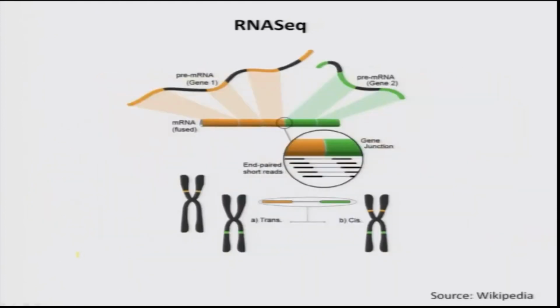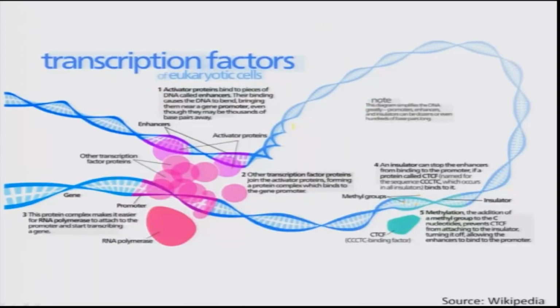I gave you the example of a chimeric gene. When there is a translocation, it could so happen that two different genes fuse together. By looking at the transcript, you can find such transcripts where the splicing took place such that two different genes are now joined together in the transcript. So this is a powerful method that you have.